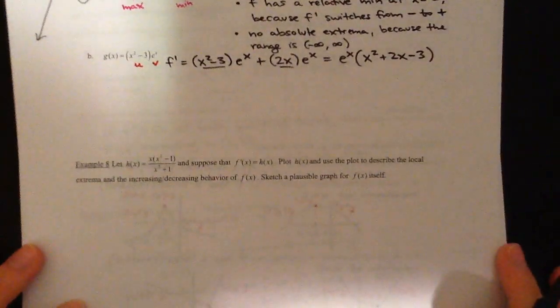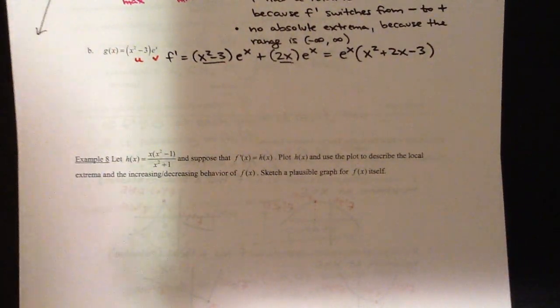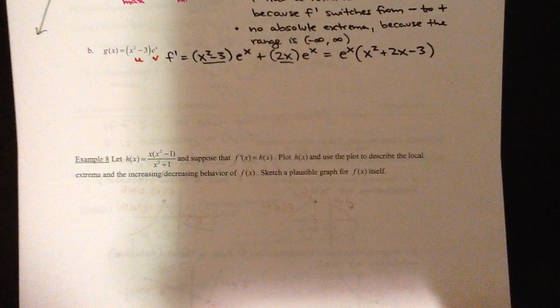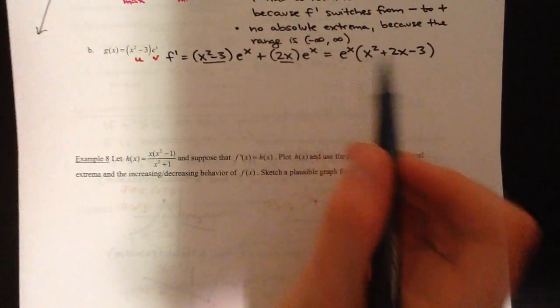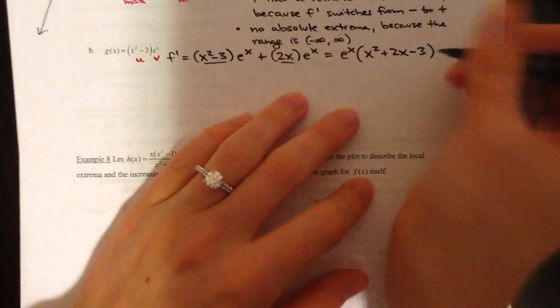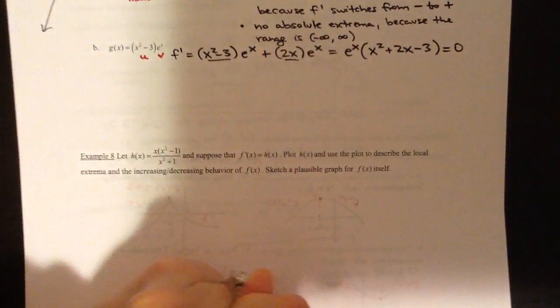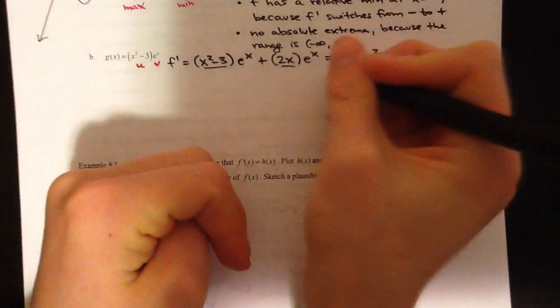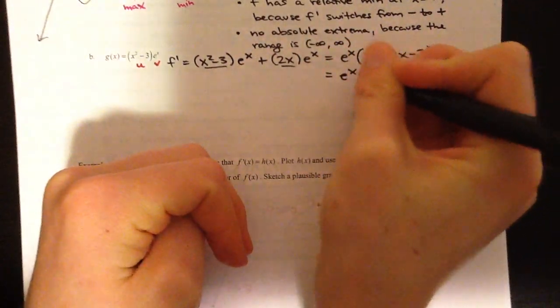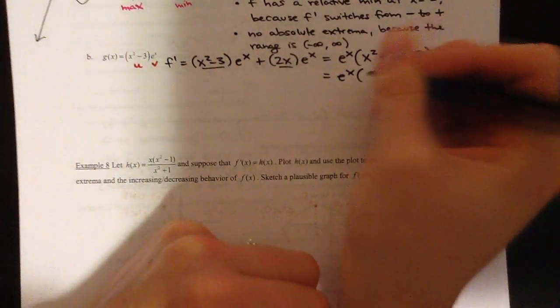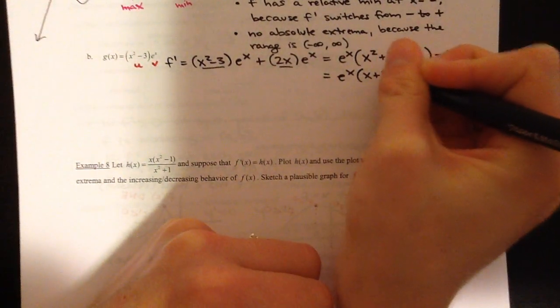So that's my derivative. I want to find out either where the derivative is undefined or where the derivative is equal to 0. This derivative is never going to be undefined. I can plug anything I want into this exponential function. I can plug anything I want into this polynomial function. So I'm just looking for what's equal to 0. First I'm going to leave e to the x just the way it is. I'm going to factor this down. And this factors down to x plus 3, x minus 1.